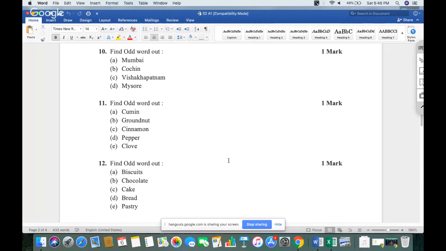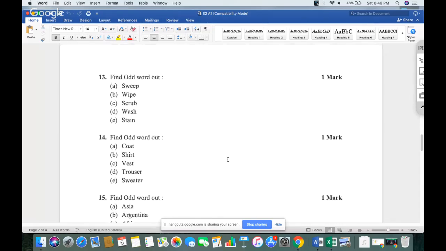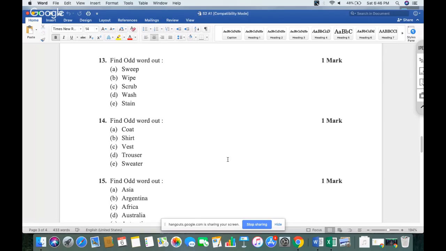Chocolate is not in liquid form. Chocolate is also solid, depending on the temperature. Somebody has written all others are baked items. That is correct. So whether it is biscuit, cake, bread, or pastry, why do we call it bakery? Because they all are baked products. So except chocolate, all others are baked products. Hence, chocolate would be the odd answer here. So option is B. Question number 13.